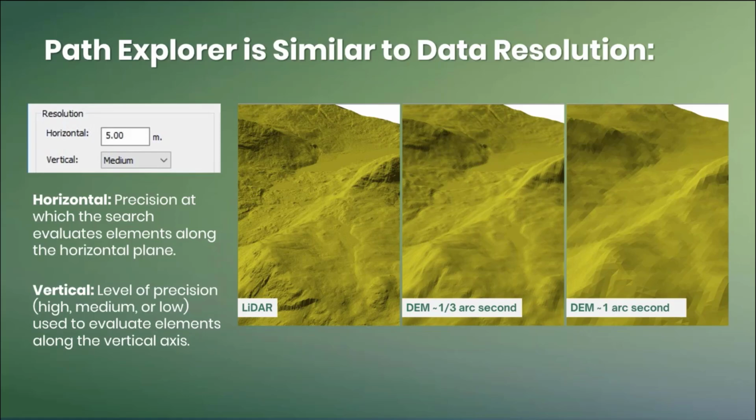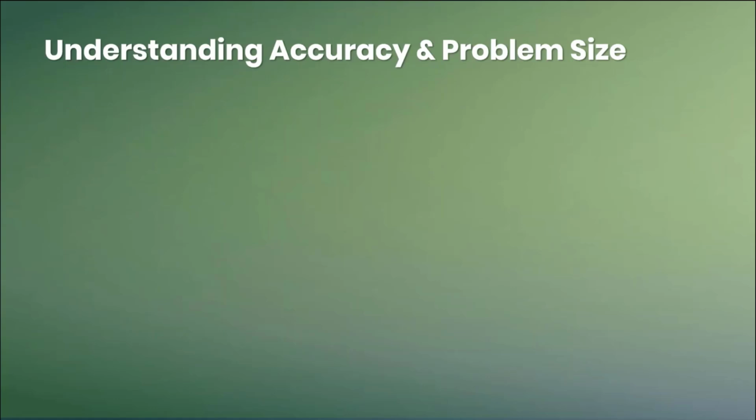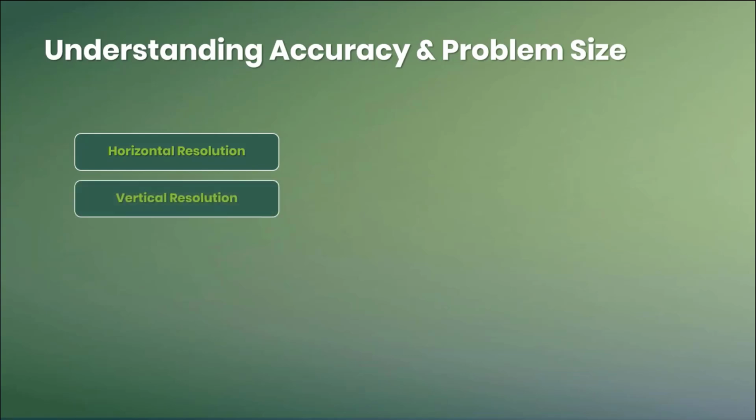But then on the flip side of that, it has a very large impact on something that we call problem size. And problem size refers to the complexity, to the scale of the potential problem you have. And problem size is impacted by those two factors we just talked about, horizontal and vertical resolution. It's also impacted by your max cut, max fill. So this is like your vertical band that we're looking at within the TIN model.